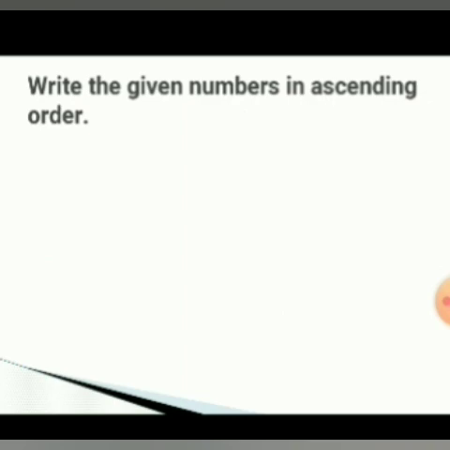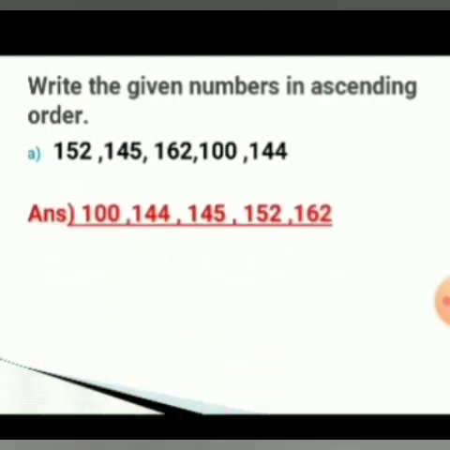Write the given numbers in ascending order. Ascending order means small to big. We will start from the smaller number to the bigger one. So let's start. The first one is 152, 145, 162, 100 and 144. The smallest one is 100, then 144, then 145, then 152, and the last one will be 162.